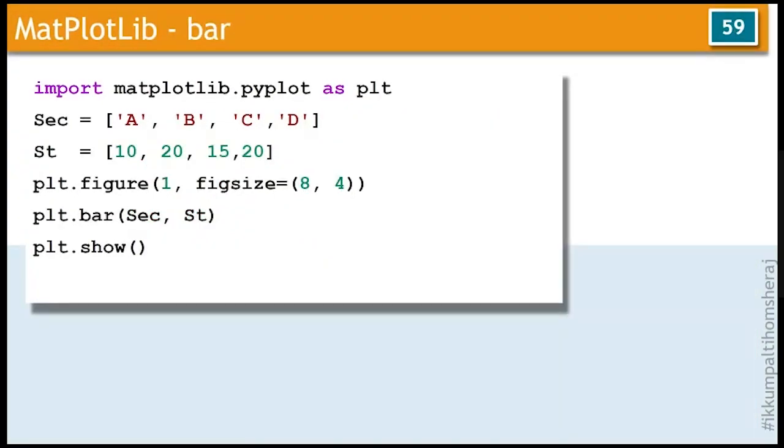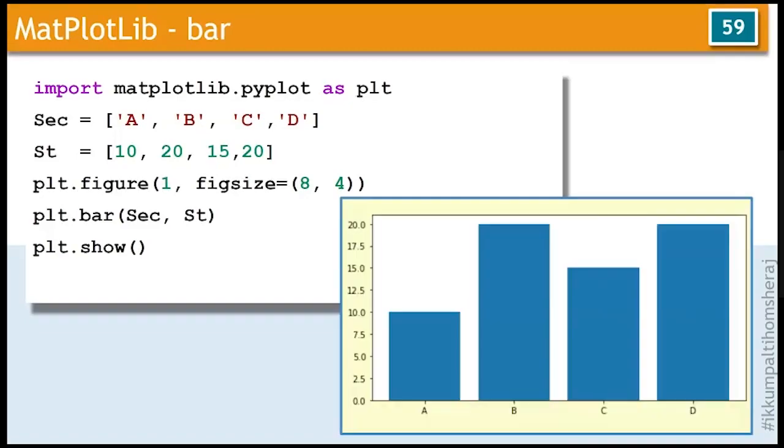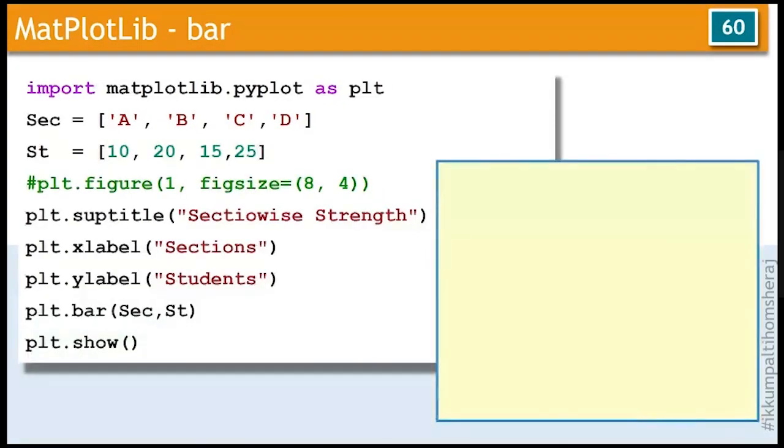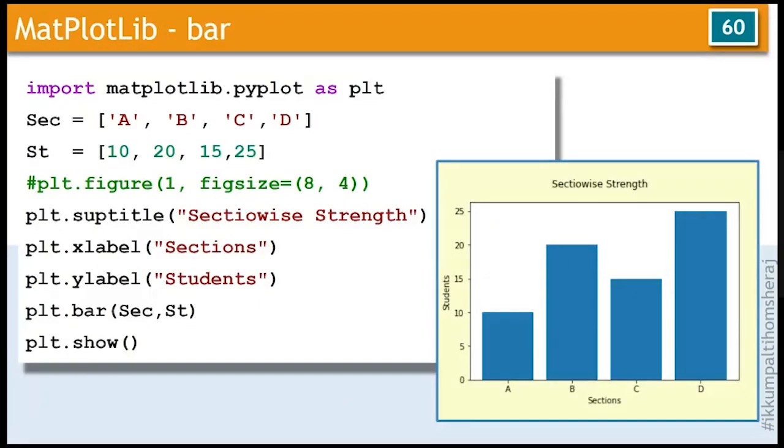Then this is another example where we are making use of figure. We are specifying there is only one figure and the size is in the proportion of 8,4. If we are displaying a bar chart, then instead of plot, here we are writing plt.bar, and section is going to be on the x-axis, strength is going to be on the y-axis. When you say plt.show, you will be able to see the content like this. And then if we further specify the x-axis, y-axis and subtitle, it is going to be like this.